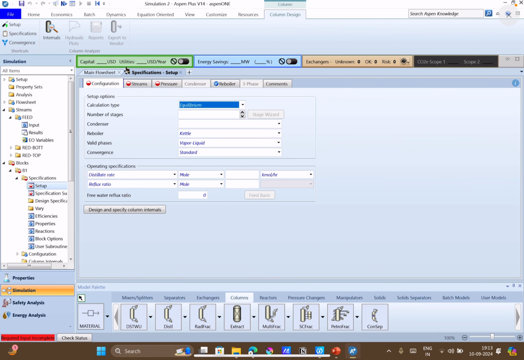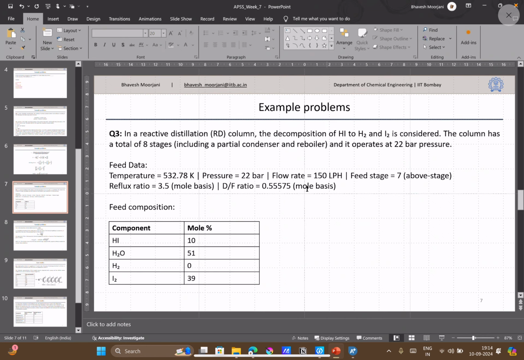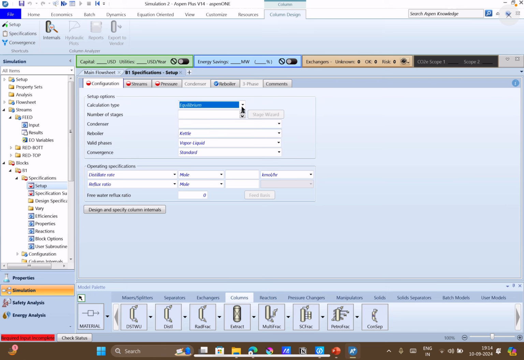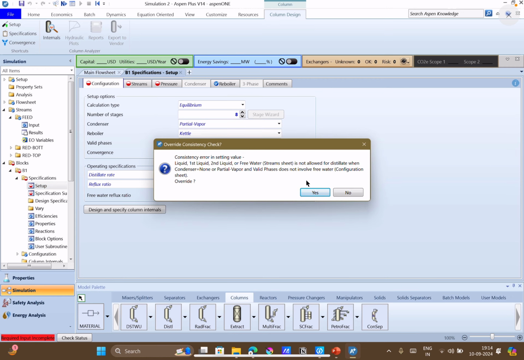Then it will ask for the specification of the RadFrac column. Here what has been said to us is that the column has a total of 8 stages including the partial condenser and reboiler. So total stages are 8. We have to provide a partial condenser, so either partial vapor or liquid. Let's say, consistency error. Okay, so here we have selected the partial vapor.